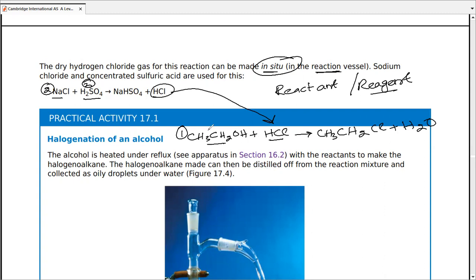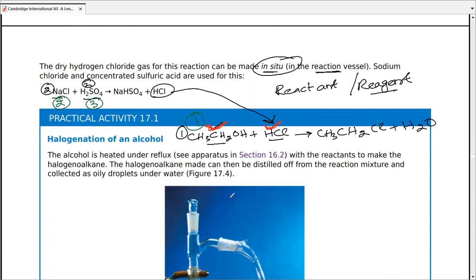The reactant is ethanol, this one. I'm going to use different colors. Ethanol is your first reactant, HCl is your second reactant. Now let's go with reagents. When I talk about reagents, ethanol is your first reagent, NaCl is your second, H2SO4 is your third reagent.